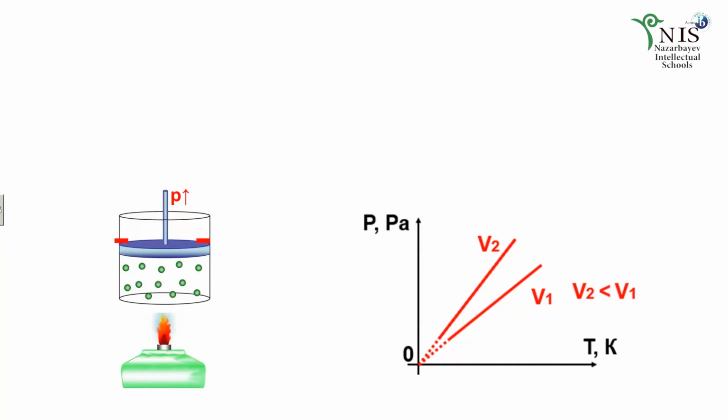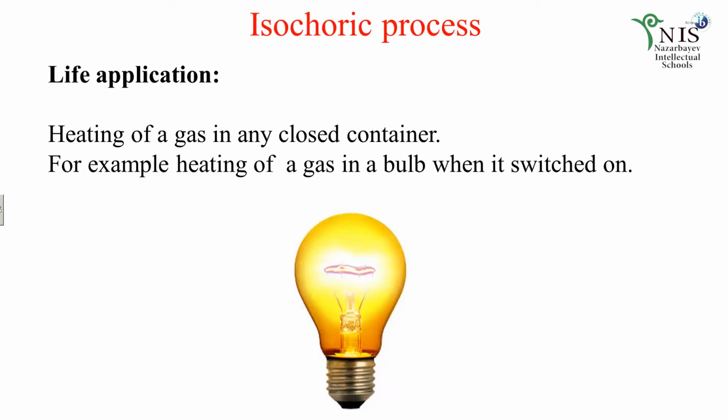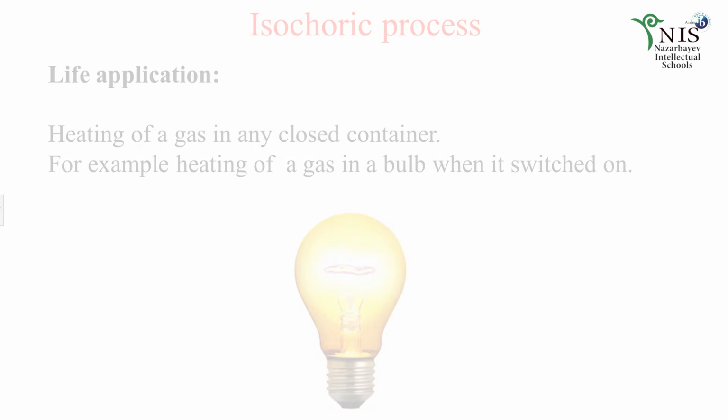The graph of pressure versus temperature is a straight line that, when extended backwards, again intersects the temperature axis at 0 Kelvin. In the given picture, you can observe a fixed container with a gas when the temperature of the gas increases. Kinetic energy of gas molecules increases as well. We can observe direct proportionality of temperature and pressure of a gas in this example. Here we can see a live application of this law: heating of a gas in any closed container. For example, heating of a gas in a bulb when it's switched on.